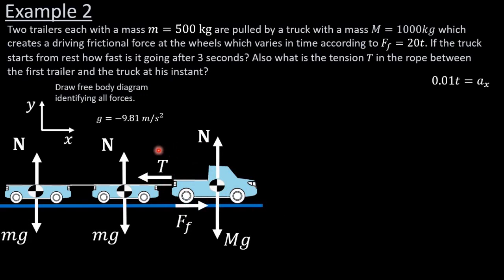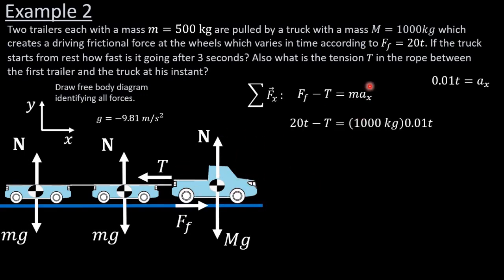So we are trying to find the tension of the rope between the first trailer, this trailer here, and the truck at 3 seconds. So the sum of the forces in the x direction for the truck is going to be the frictional driving force minus T, because we know this frictional driving force is going to be greater than the tension force, because we know it's moving in this direction, and it's accelerating because there's a net force acting on that truck. So substitute m there with 1000 kilograms because that is the mass of the truck.